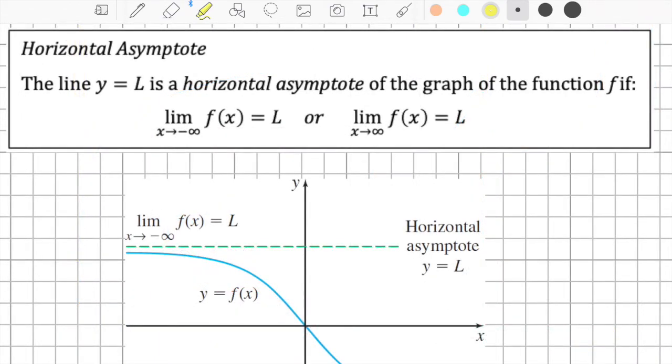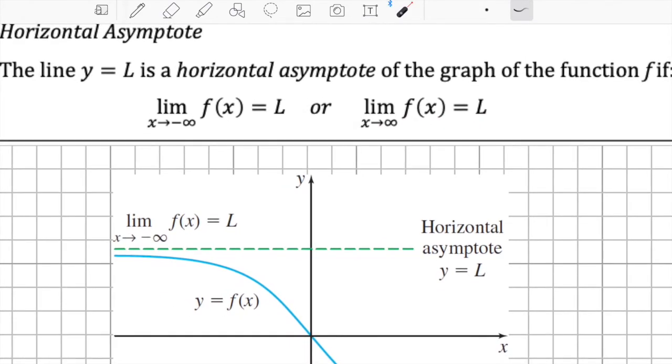Okay, now for a horizontal asymptote. The line y equals L is a horizontal asymptote to the graph of the function f if the limit as x approaches negative infinity of f of x is equal to L, or the limit as x approaches infinity of f of x is equal to L, meaning that when you take the limit at an infinity and you get a number, a constant, then that is a horizontal asymptote, and you write it as y equals L. Y equals whatever number you got.